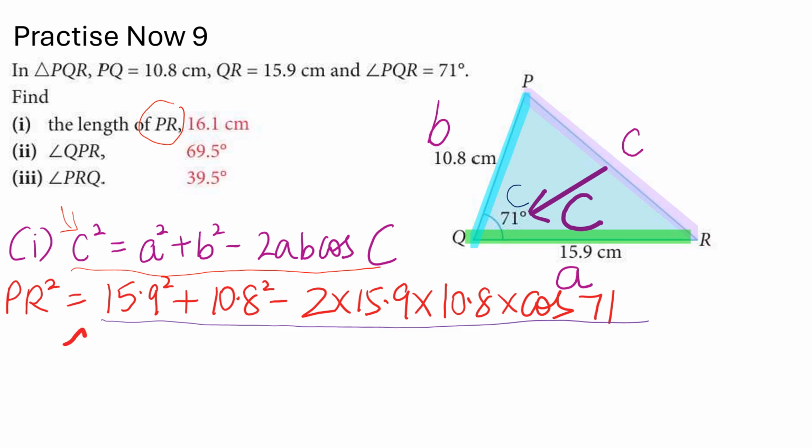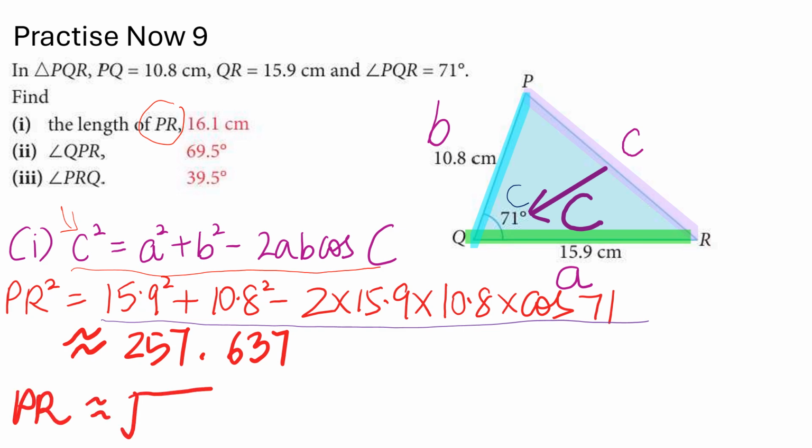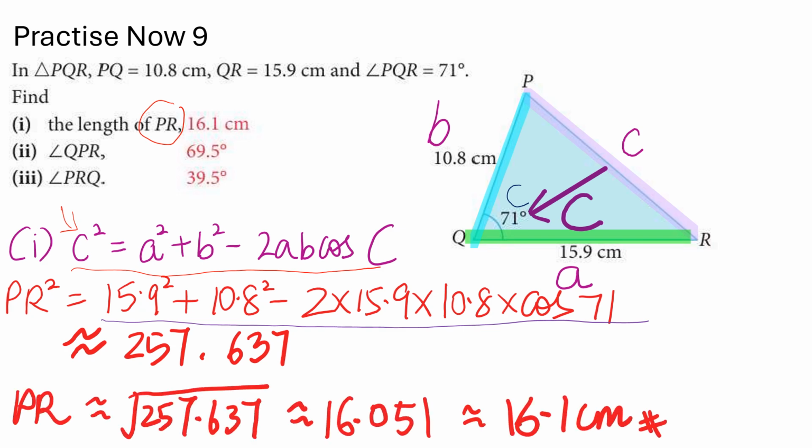Okay, never mind. So we work out the value to be 257.637. And we're not done yet, because you're supposed to find PR and not PR squared. So we need to square root that value, and that gives you 16.1 centimeters.